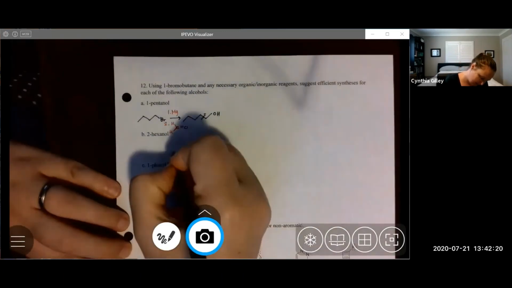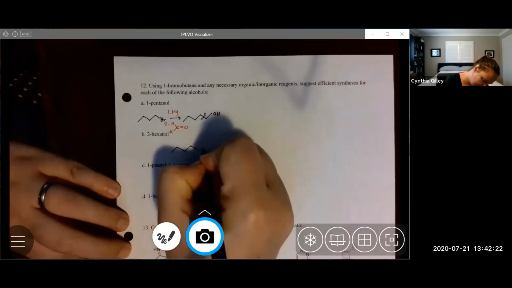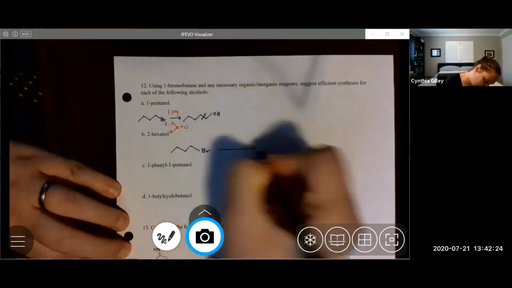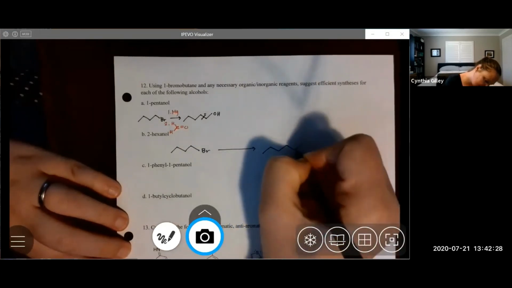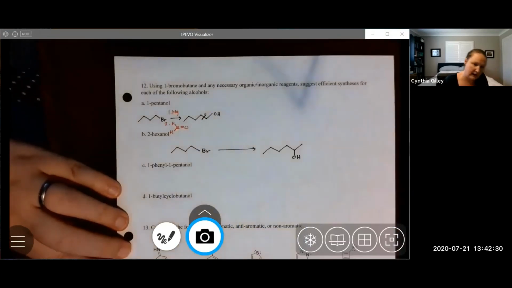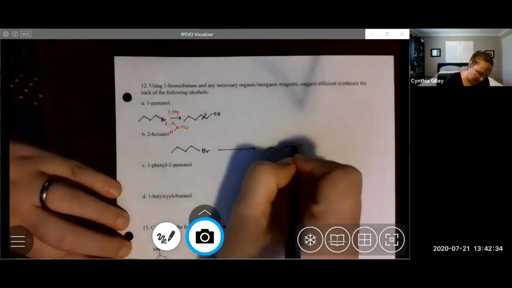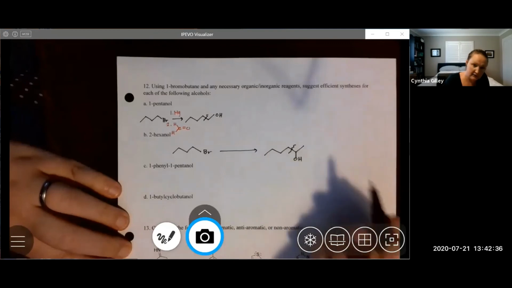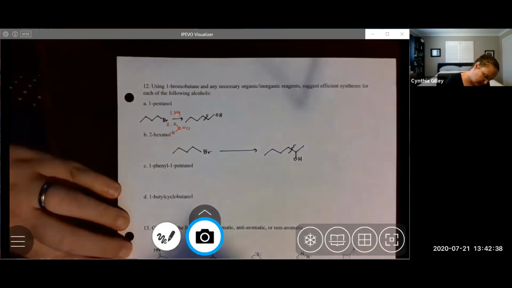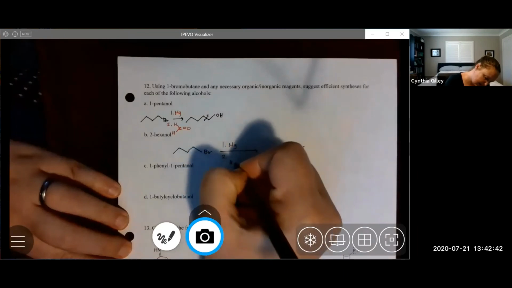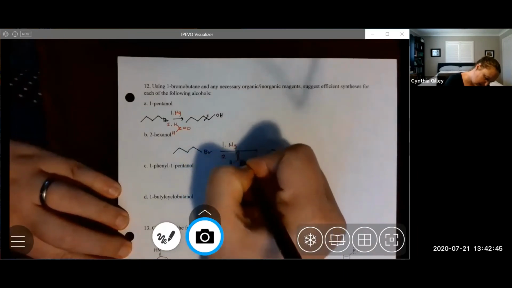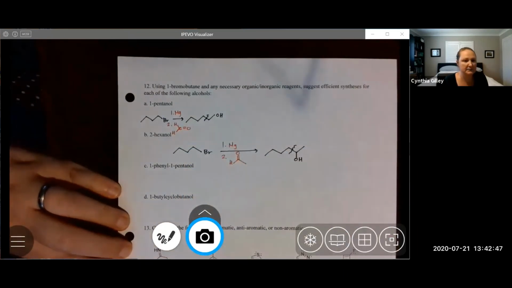How about 1-bromobutane to 2-hexanol? So 4, 5, 6 with an alcoholic carbon number 2. Okay, so it looks like we're making a new carbon-carbon bond. We'll use another Grignard reaction. In this case, we're making a secondary alcohol, so we're going to use an aldehyde.